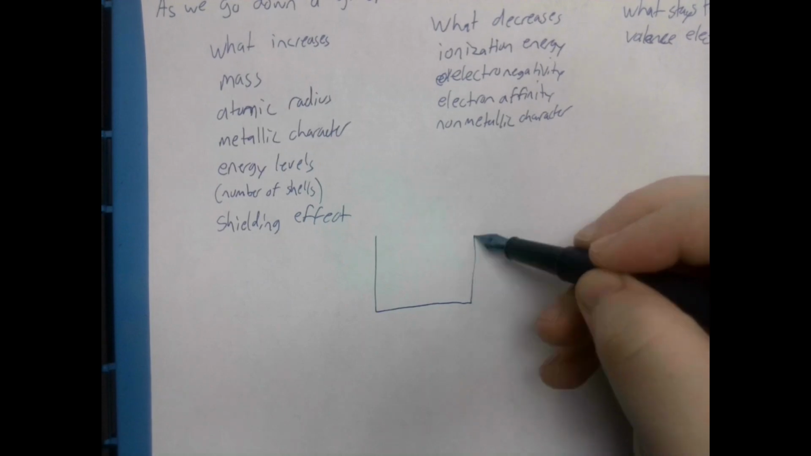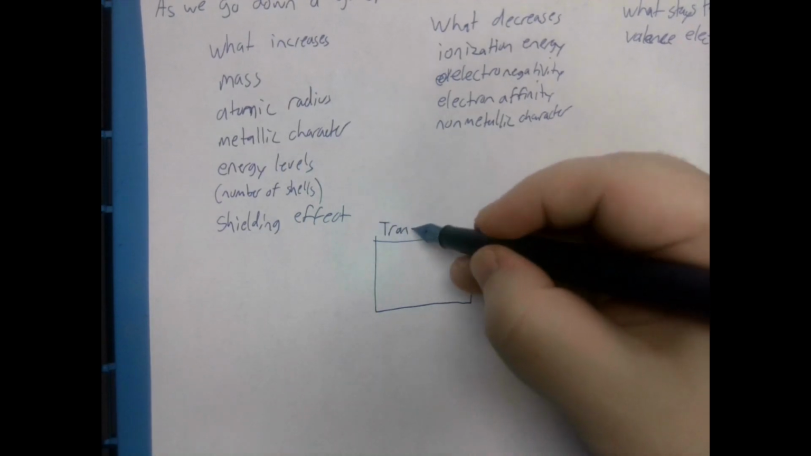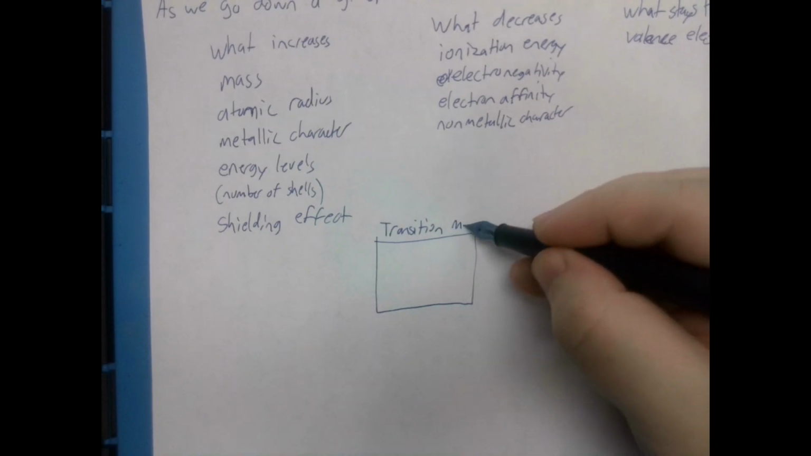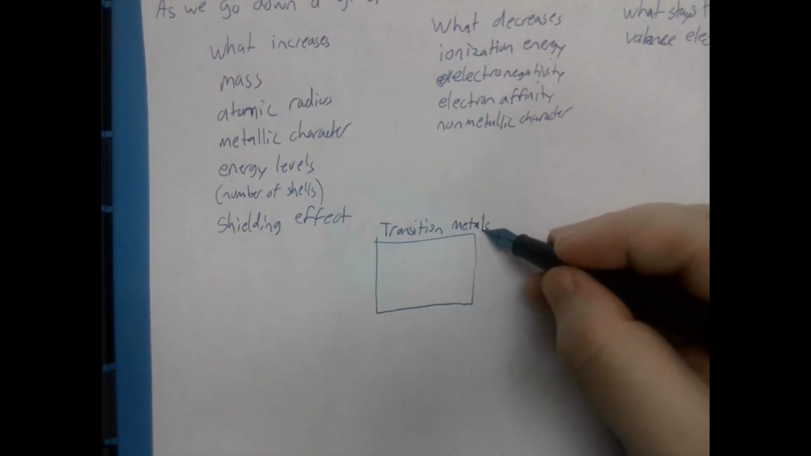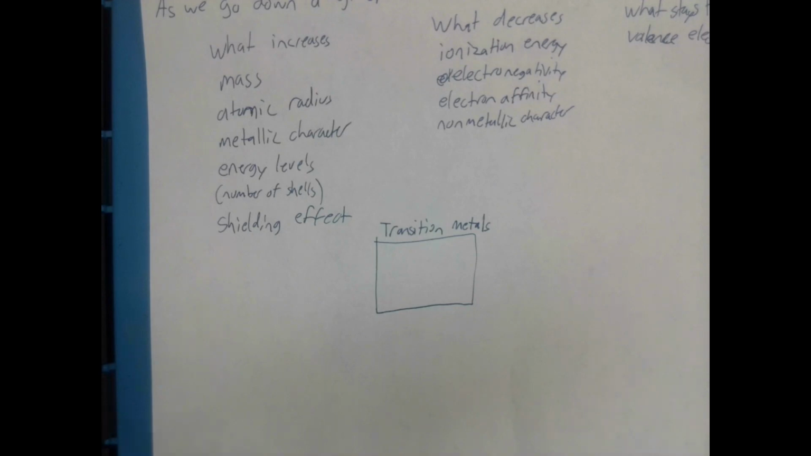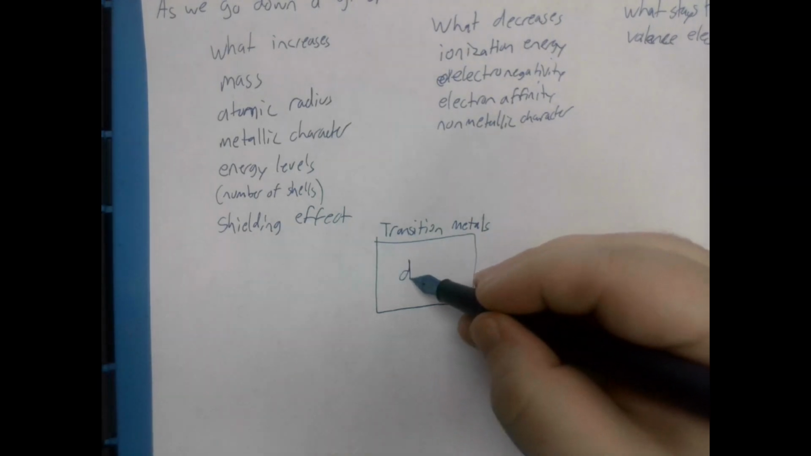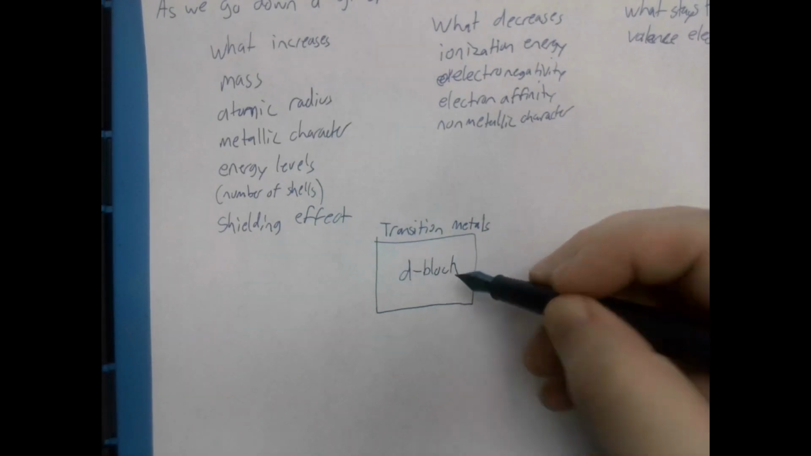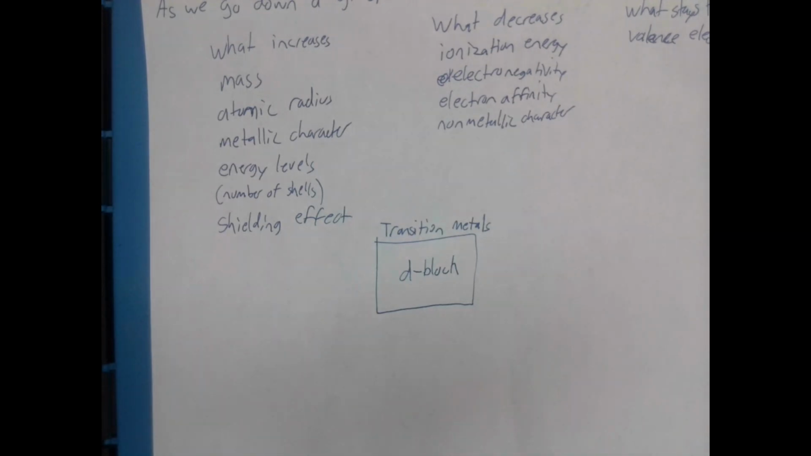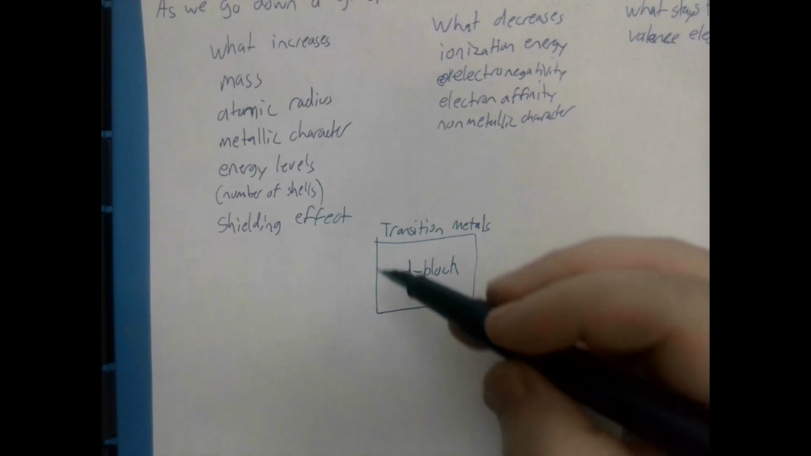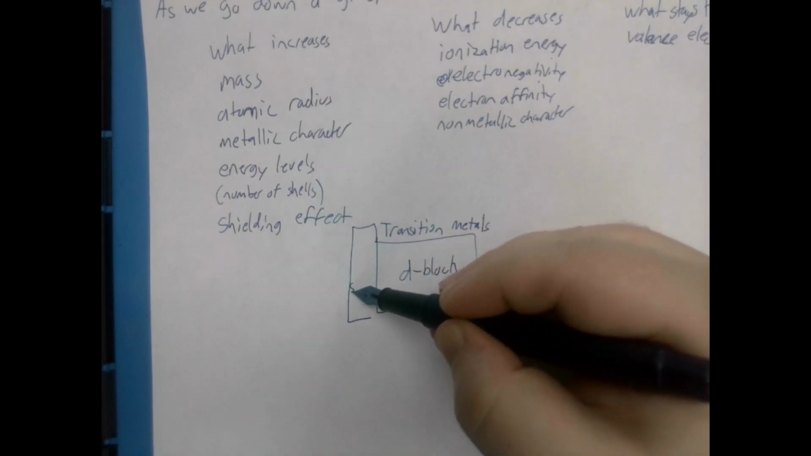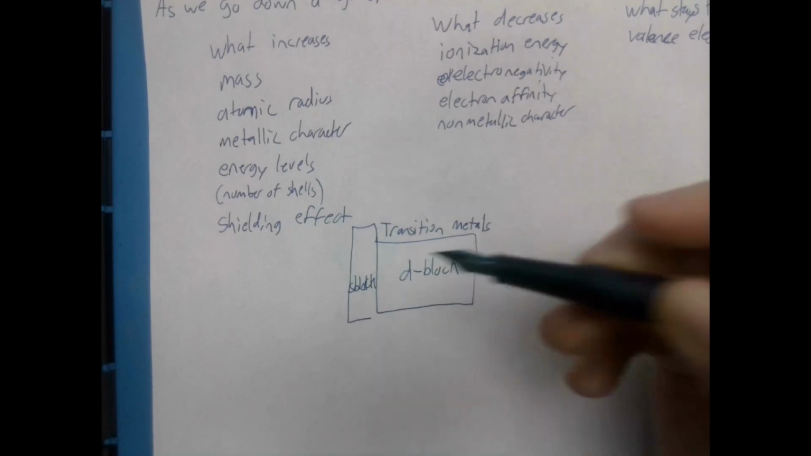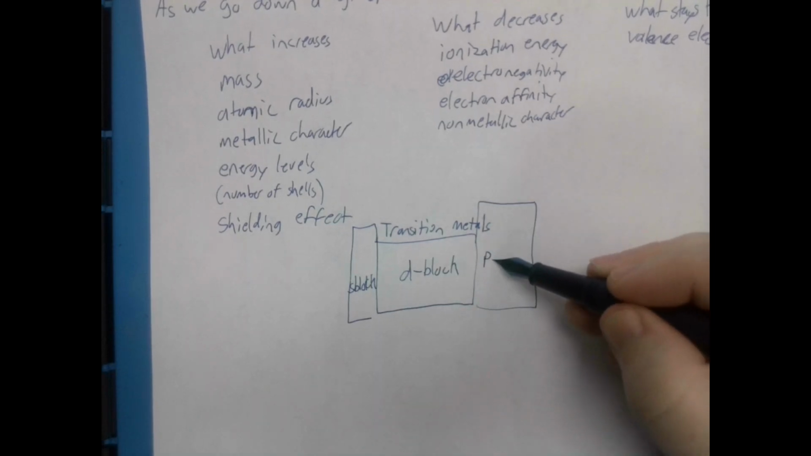What do all of the transition metals have in common? What block is this, when looking at the periodic table? It's the D block. This is the S block. And these over here are the P block.